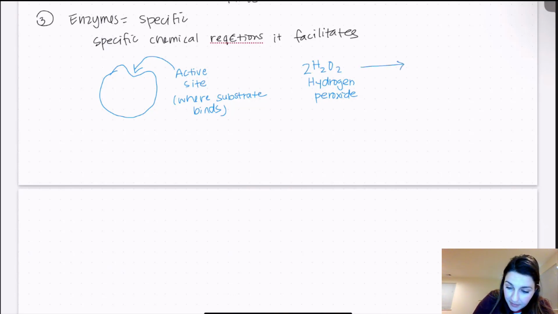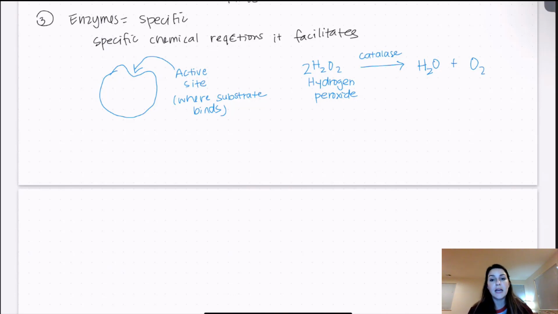And this enzyme called catalase. So in this picture, you can pretend catalase is this guy. And then hydrogen peroxide, that would be the substrate binding in this active site here. So what catalase does is it breaks up hydrogen peroxide into water and oxygen, O2. So that's an example, and catalase just keeps doing this thing, and it only does that. If you wanted to do anything else with hydrogen peroxide, you would need a completely different enzyme.